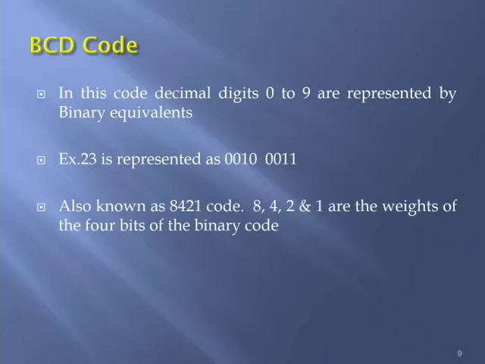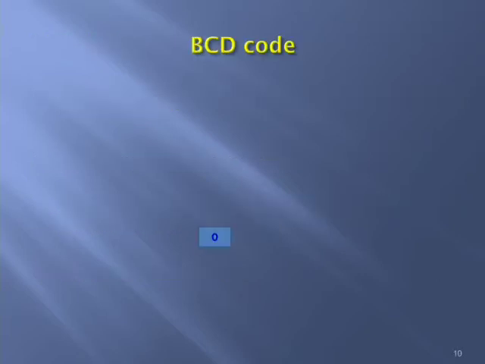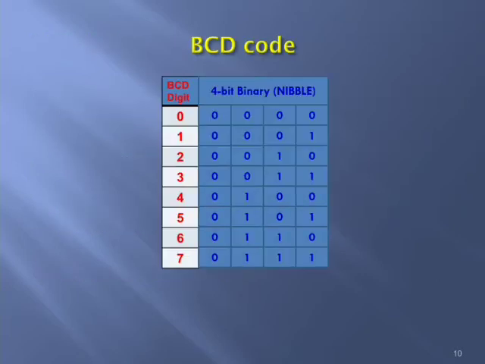This BCD code is also known as 8421 code, where 8, 4, 2 and 1 are the weights of the 4 bits of the binary code. These are nothing but 2 to the power of 3, 2 squared, 2 to the power of 1, 2 to the power of 0. So all these are the respective weights of the 4 bits of the binary code. Hence it is called a weighted code. BCD code is a weighted code.